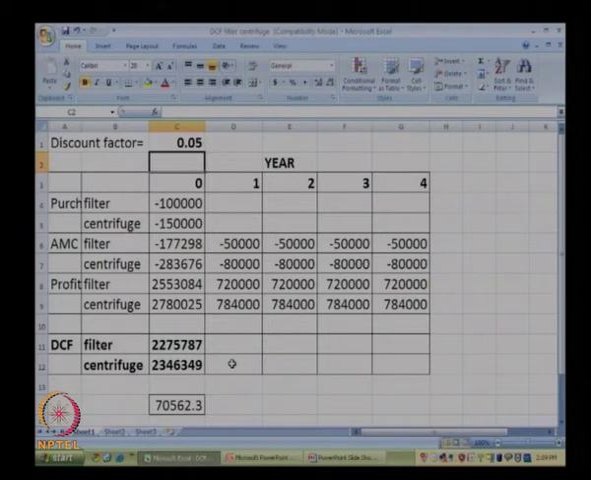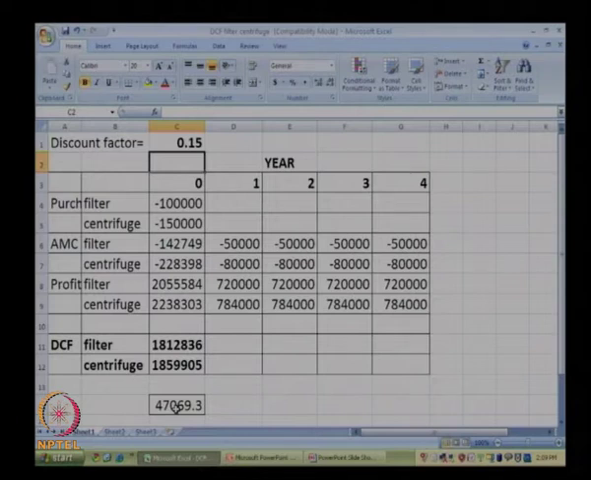So if the discount factor is less, instead of 10%, if the discount factor is 5%, you see that it is more advantageous to have your centrifuge rather than the filter. So instead of 10%, if I put it as 15%, the discount factor of 15%, then you see the difference between the filter and the centrifuge goes down from 57,000 when it was 10%, it becomes 47,000 if it is 15%.